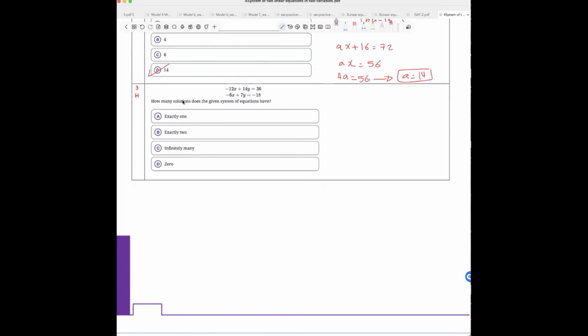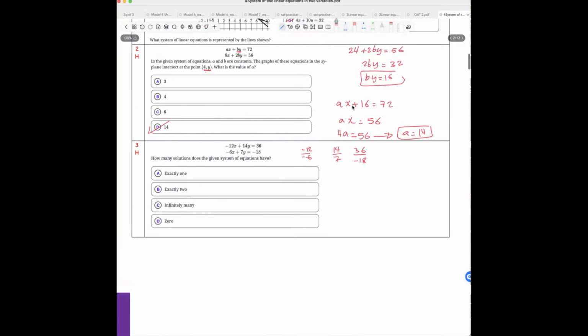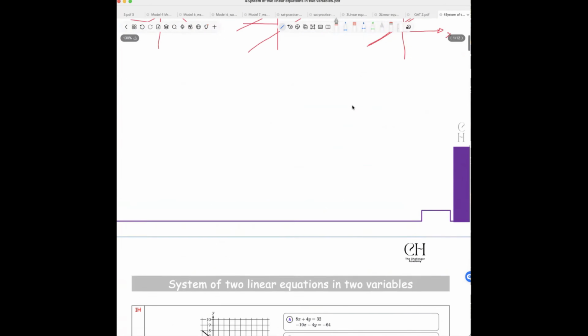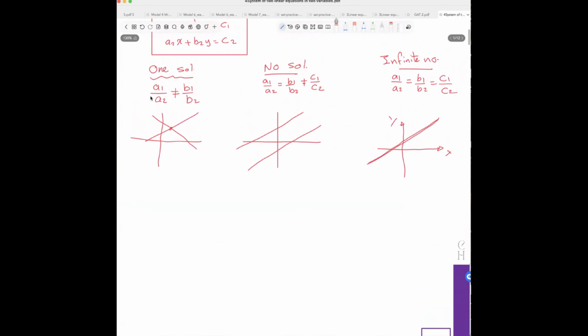How can we find the number of solutions? You can check the coefficients. You have negative 12 over negative 6, and you have 14 over 7, and you have 36 over negative 18. You can use the formula or the rules that we wrote at the beginning of the video. You can check the coefficients.